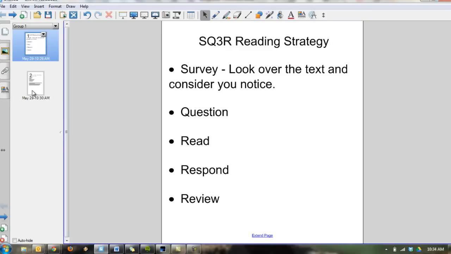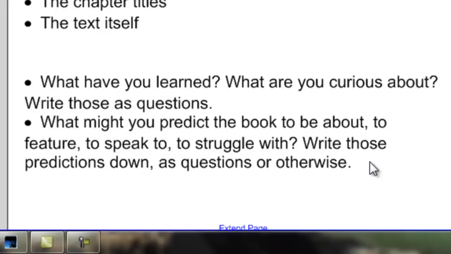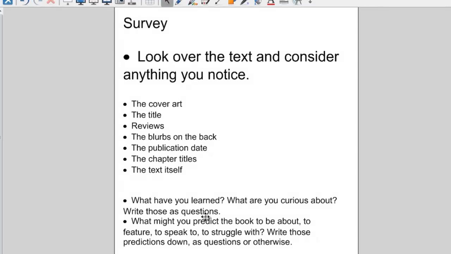This isn't brain science here. It's all pretty straightforward. And then, what might the book be about? What's it going to feature? What's it going to have in it? What's it going to speak to or struggle with? Are you noticing anything? Do you have any questions? Write those down as sentences, as questions, but get organized and do this in a purposeful way. And you can do it in the text itself as purposeful annotation.